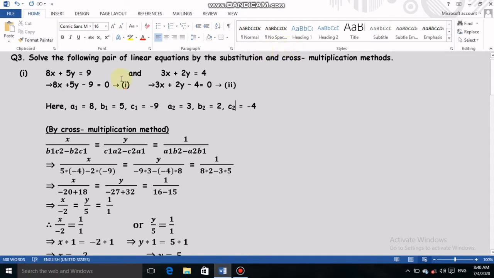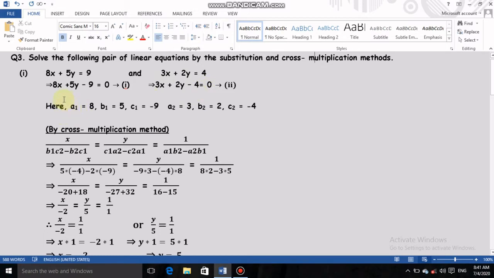My dear students, now the remaining questions. 3. Solve the following pair of linear equations by the substitution and cross multiplication method. One is 8x plus 5y is equal to 9 and 3x plus 2y is equal to 4. So 8x plus 5y minus 9 is equal to 0, equation 1. And 3x plus 2y minus 4 is equal to 0, equation 2.